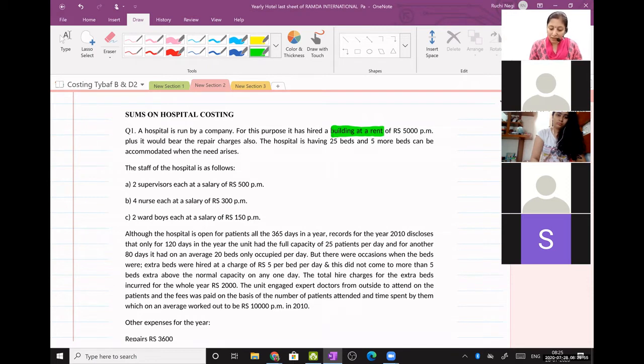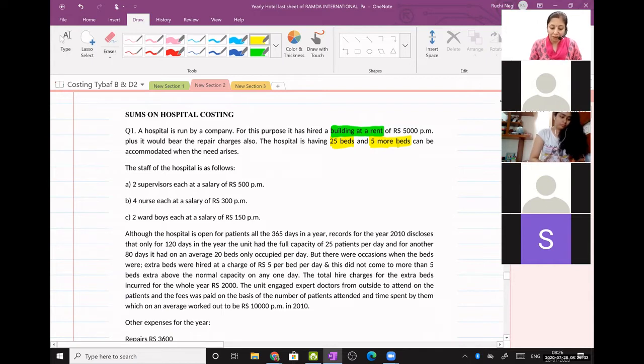The hospital is having 25 beds. This information will help you to find patient days or bed days. The hospital is having 25 beds and 5 more beds can be accommodated when the need arises. So the maximum occupancy of the hospital is how much? They can keep only 25 beds, but in case the number of patients increases, then they can afford to keep only 5 more beds. Keep this in mind.